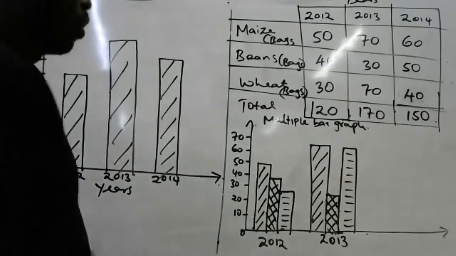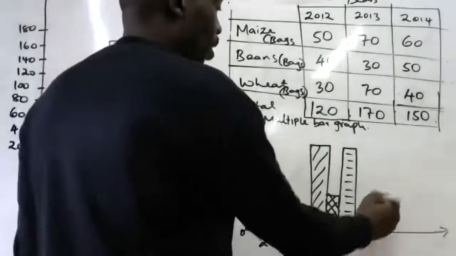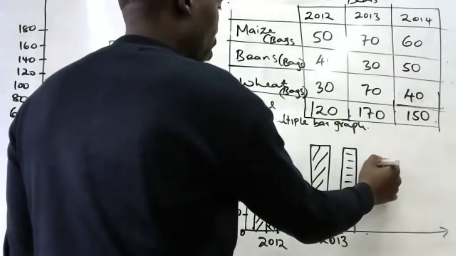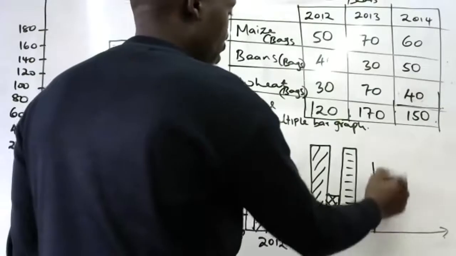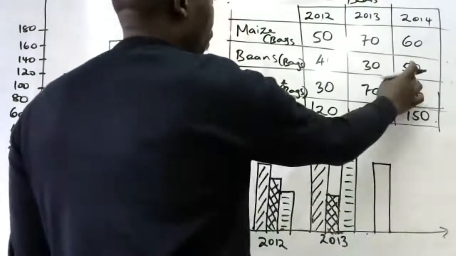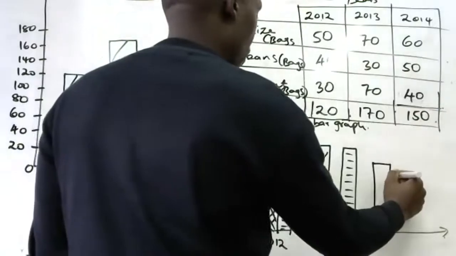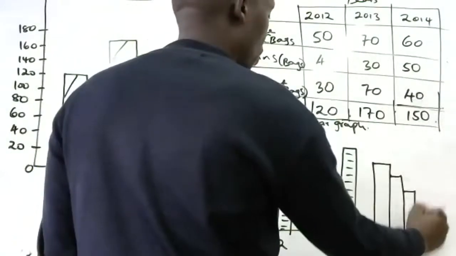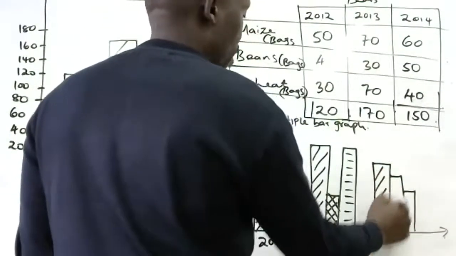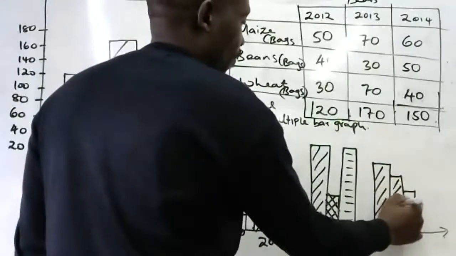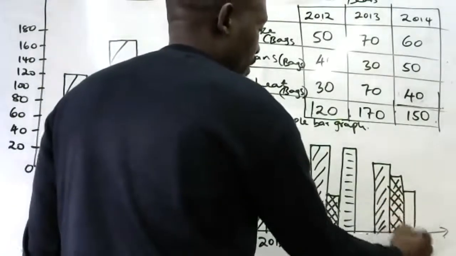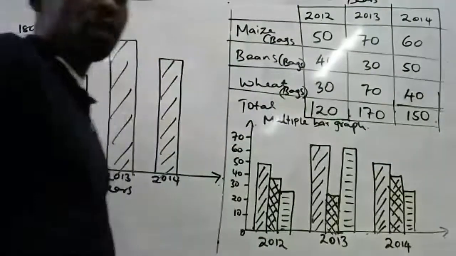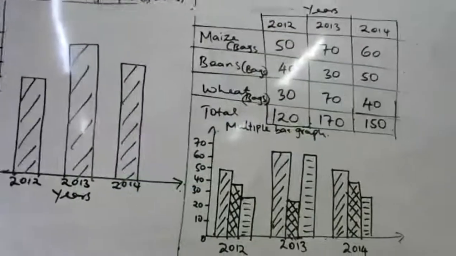For 2014, we do the same. You skip, and then you come here. Maize was 60 bags, so you have a height of 60 there. Beans were 50 bags. And then the other one is 40. For maize, that is the pattern. For beans, their pattern is like that. And for wheat, their pattern is like that. 20, 14.